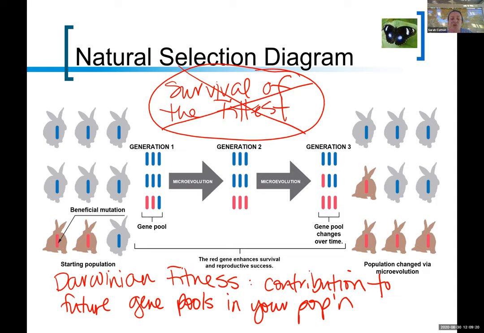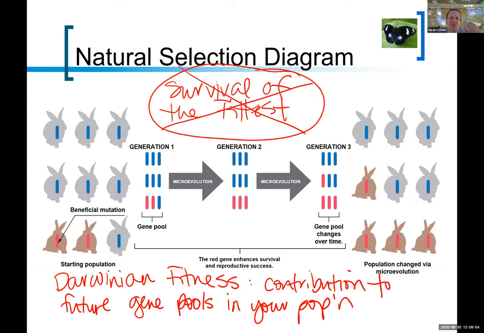Anyway, the reason we don't use the term survival of the fittest, let's circle back to that, is that if somebody is fit according to Darwinian fitness, that means they've had a lot of offspring. And to have a lot of offspring, you have to have survived, right? If you die early in life, then you have not contributed to the future gene pool. So it's almost like circular reasoning or an oxymoron.